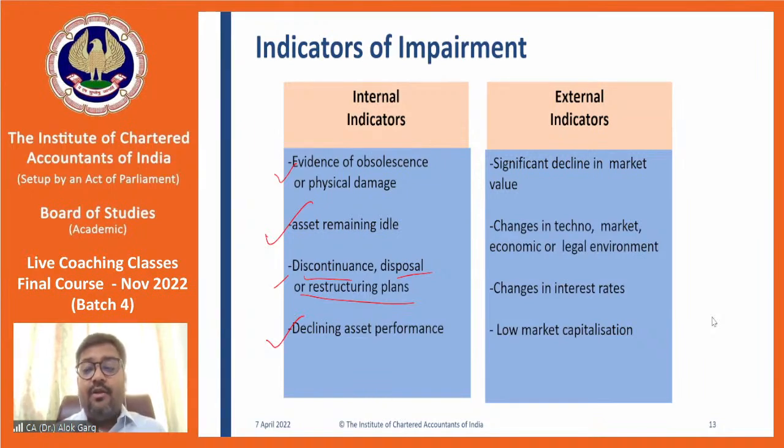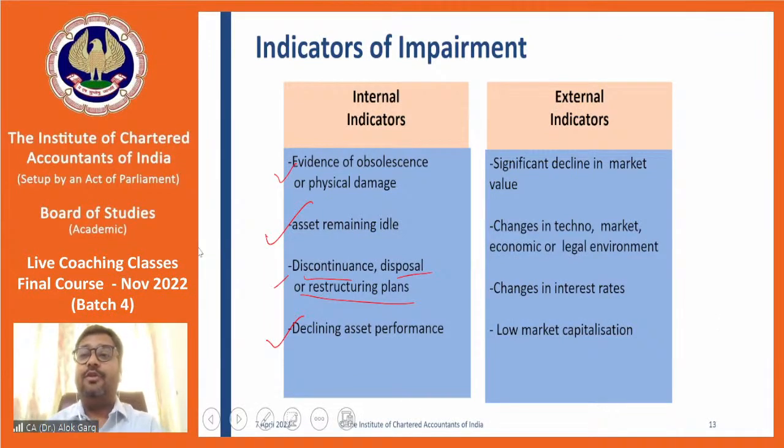Can you imagine? If the cost of the phone was 70,000 rupees and the life is 3 years, then at the end of the first year I was expecting the value to be 50,000 rupees or at least 45,000 rupees. But that phone was available at 30,000 rupees. So there was a significant decline in market value, and hence it is an external indicator of impairment. You need to perform impairment testing and calculate the recoverable value as fair value less cost to sell or value in use, right?